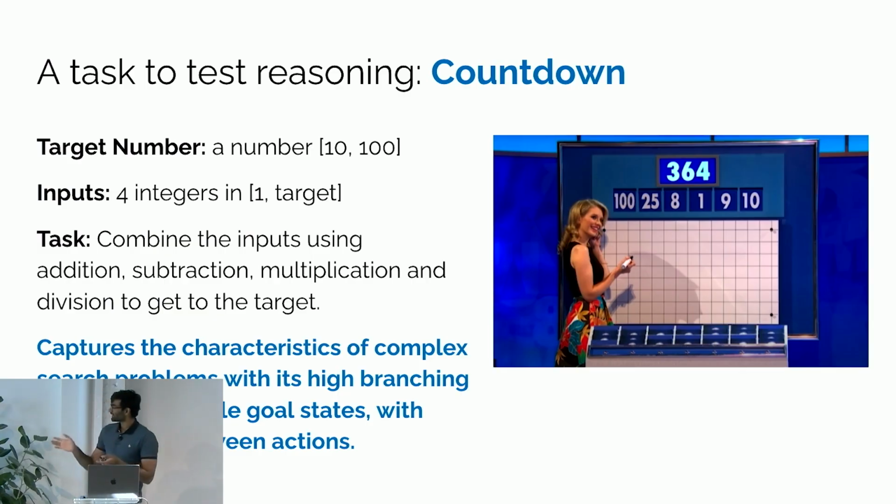So here is the task in all of its glory. This is what's called the game of countdown. The way this game is set up is you have a target number, a number between 10 and 100, and then the model is given 4 inputs, each between 1 and the target number. And the task is to combine these inputs using basic arithmetic operations. And like I already mentioned, the reason this is good is because there is a high branching factor. There are variable goal states you can set up.